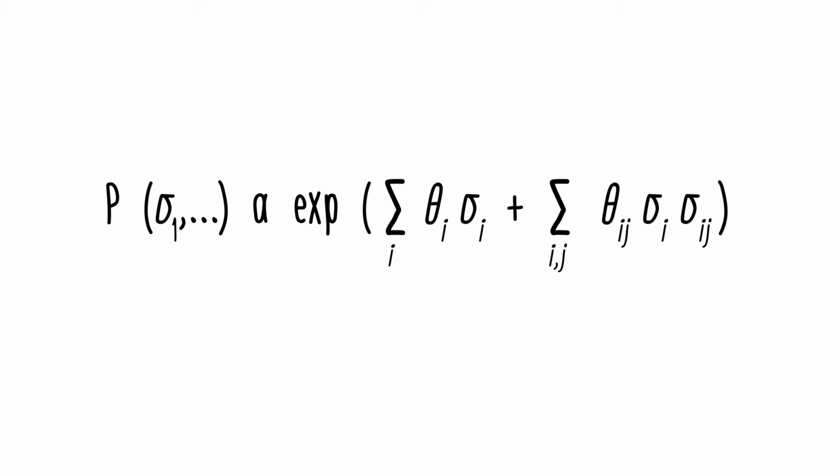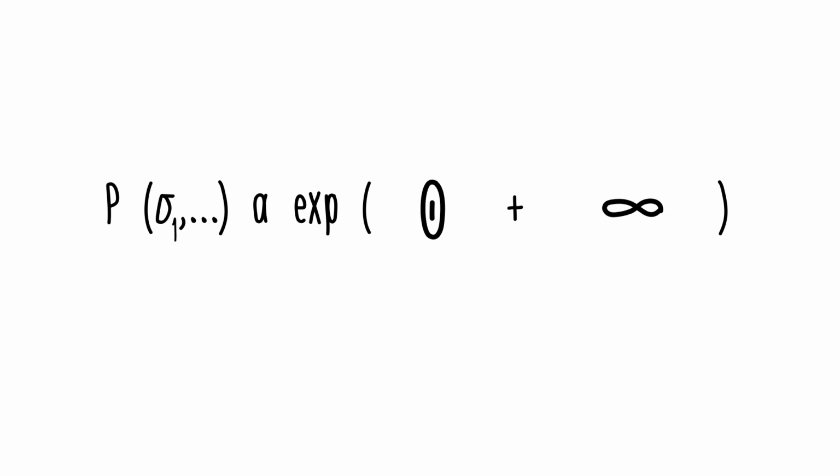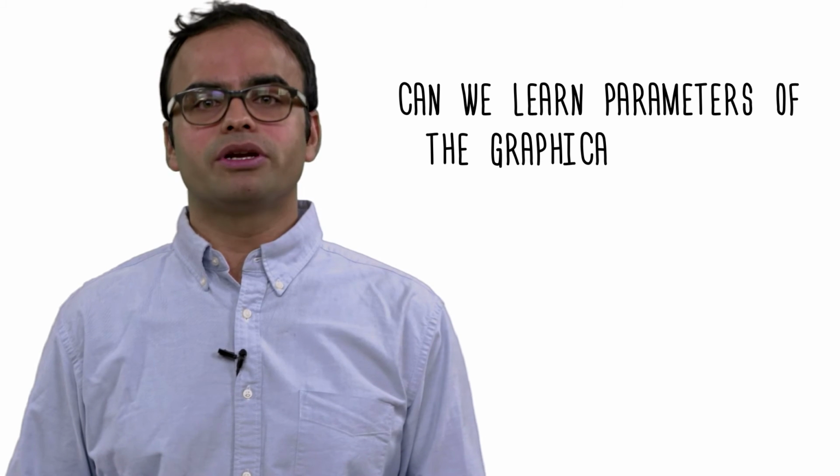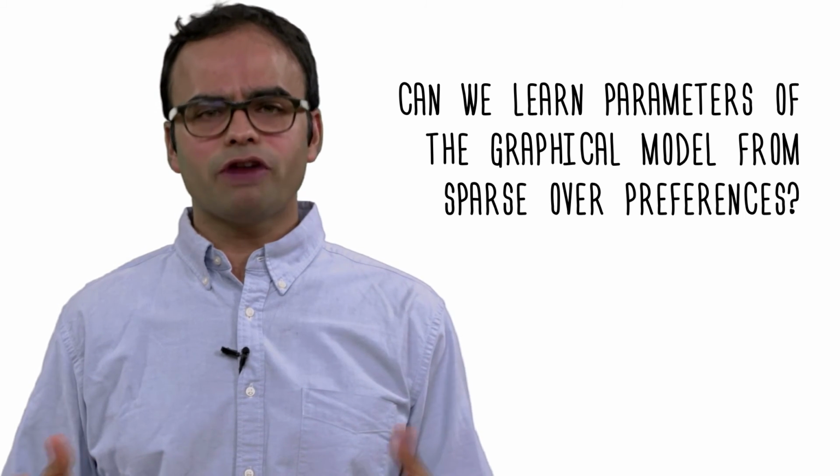For example, if user population is such that they all like all the movies, the parameterization, where edge parameters are equal to 0 and node parameters equal to infinity, describes the corresponding graphical model. That is, the graph has no edges. In practice, the parameters need to be learned from the observations. The model captures relationship across all movies. Therefore, at first glance, it may appear that we will need to observe users' preferences over all movies to learn all these parameters. Can we learn parameters of the graphical model from sparse user preferences?